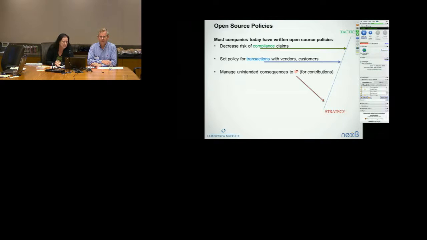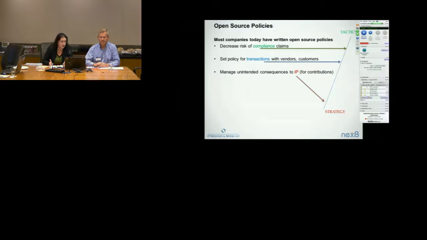So you'll see that the tactical end is knowing what open source software you're actually using, and then sort of in the middle is setting policy for doing transactions that involve open source, and then more on the strategy end is managing unintended consequences for IP. So this roughly tracks the life cycle of a company in the open source world. Most companies start by using third-party open source software, and so they have to make sure that they're compliant with the licenses that apply to that software.